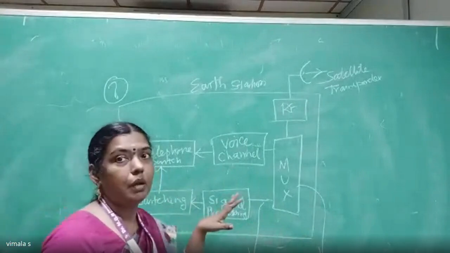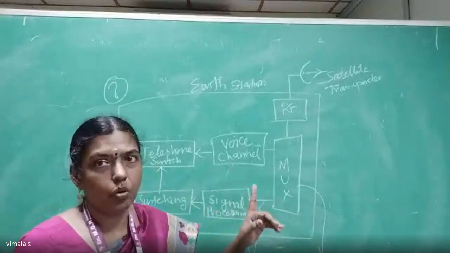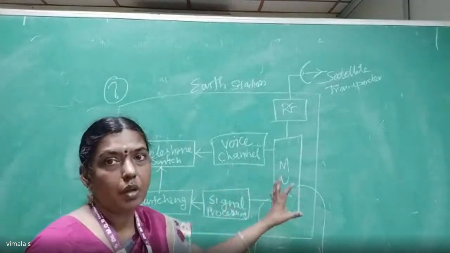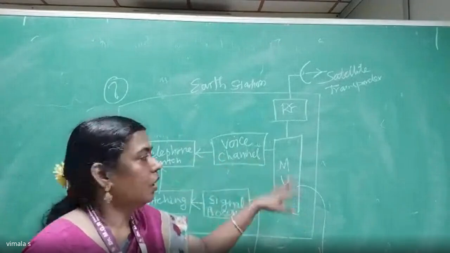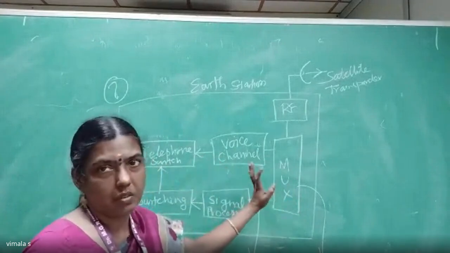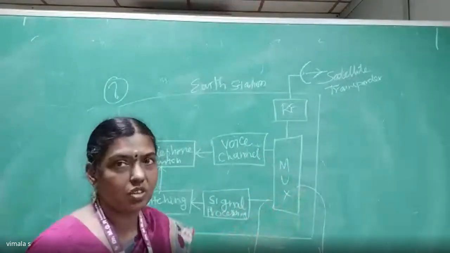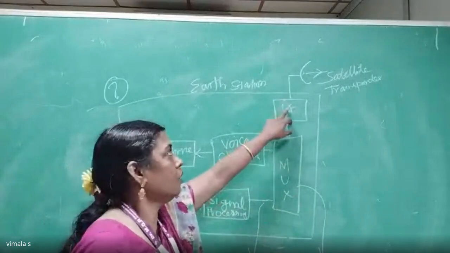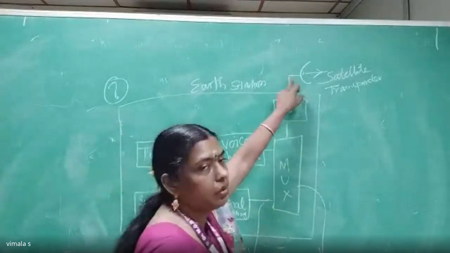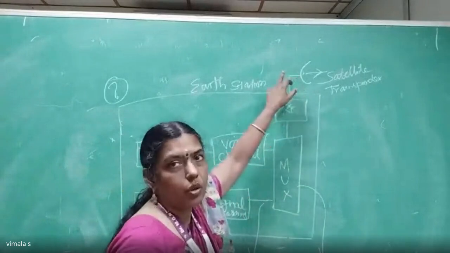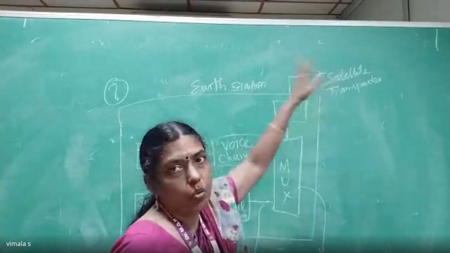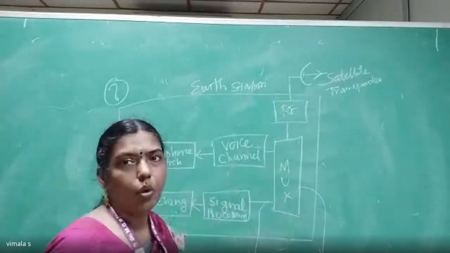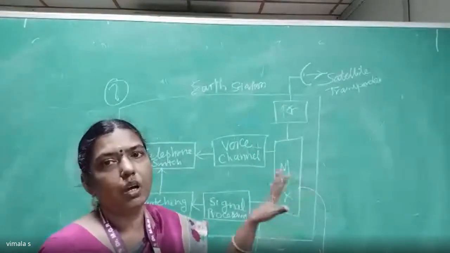At a time, on the downlink frequency, you can send this type of channels. This is the maximum; I think I have to browse whether it has increased. It is there in the book: 800 channels. Then the RF transmitter and receiver will be there. Through the RF transmitter, the signal is given to the satellite dish antenna, which routes it to the satellite transponder. So this will be the one complete work of the station.